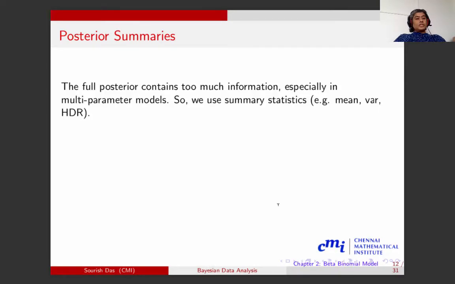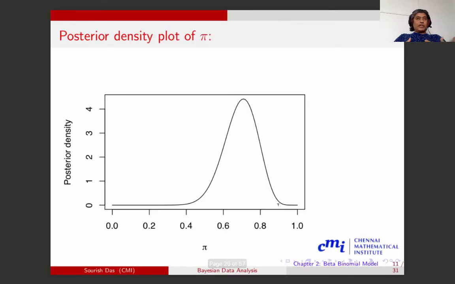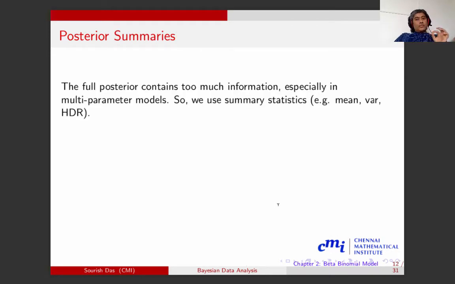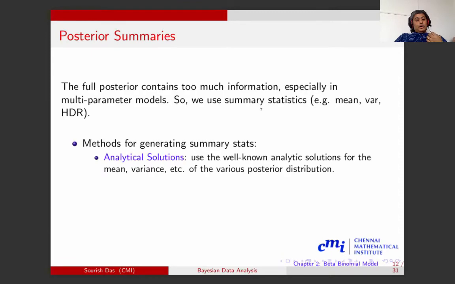The full posterior contains too much information. If I just tell you this, it is too much information for simple people or policy makers to make anything out of it. Especially with a one parameter model we can probably make something out of it, but with a multi parameter model, it is too much. So we use summary statistics of the posterior distribution, like the mean, variance, highest density region and stuff like that.